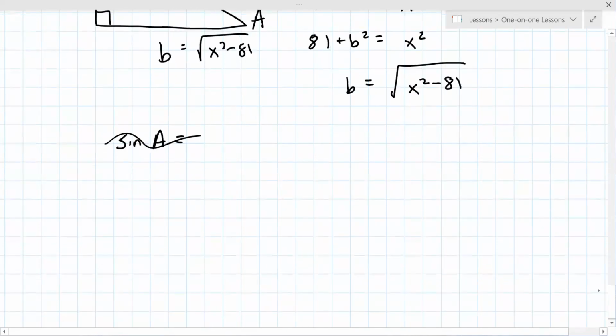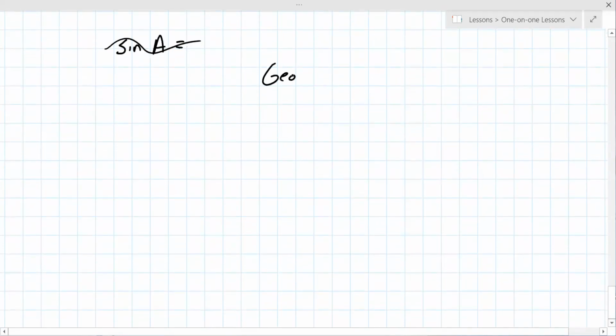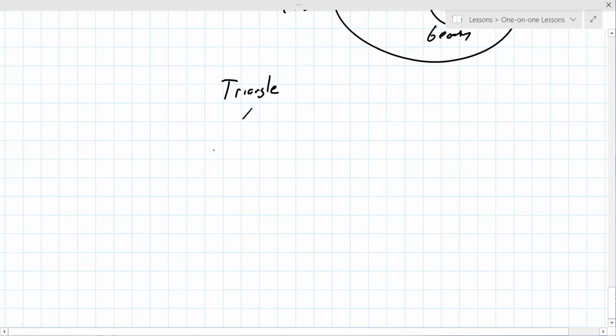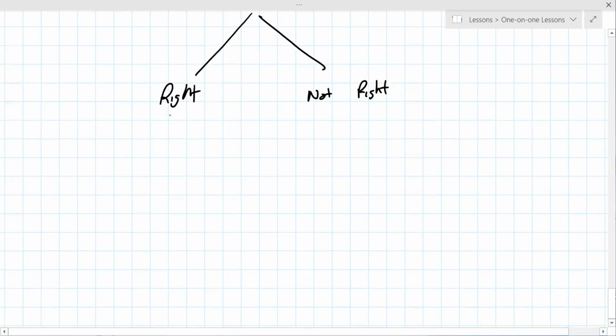Okay, so you're in this class called geometry, and really there's a lot of overlap. Like if this is geometry, here's trigonometry. Okay, so there's parts of what you're doing that are actually trigonometry. That's geometry, and then this is trigonometry. So there's all these triangle problems, okay, and there's two types. There's right triangles, and then there's not right triangles. Okay, simple. Now there's all these different right triangles that we can do. One are triples.